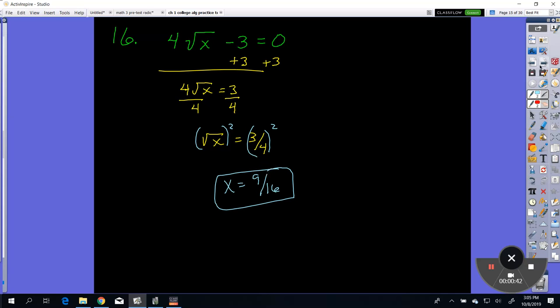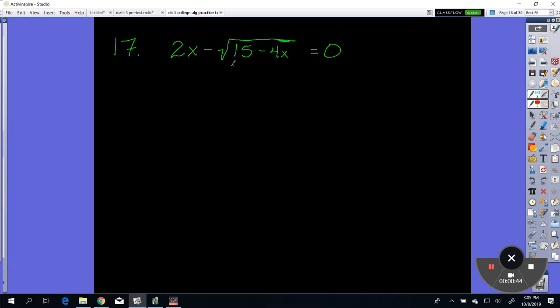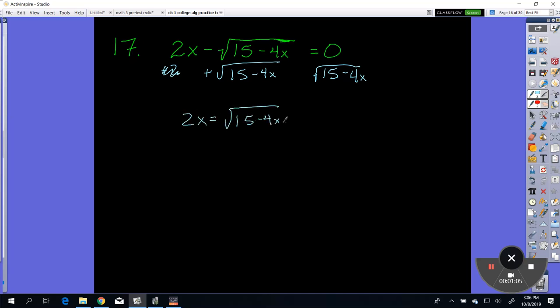All right, number 16. Number 17, we want to get our square root stuff alone. So I'm going to add this over just so that it's a positive and I don't have to deal with the negatives. So I add that over. So I now have 2x equals the square root of 15 minus 4x.